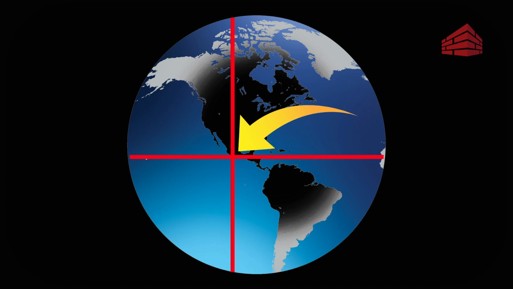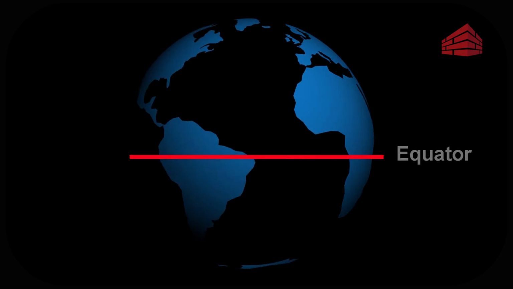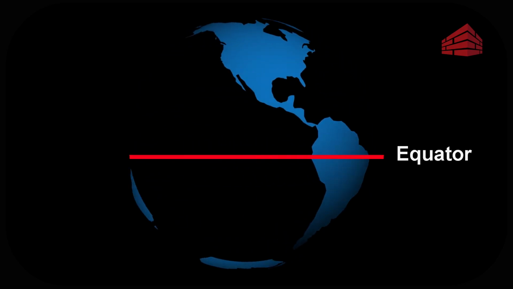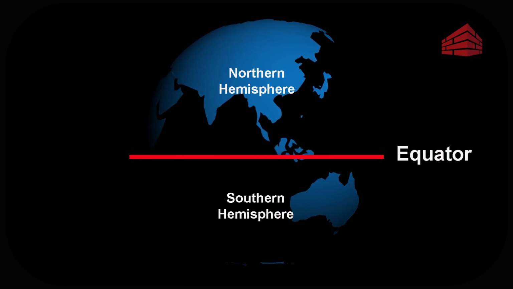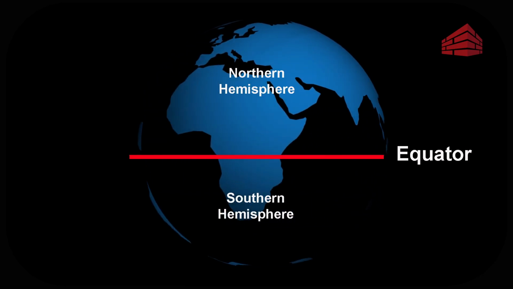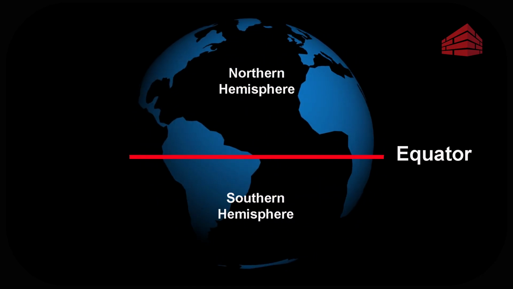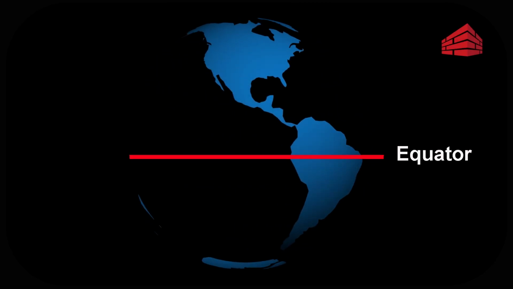As you know, the equator is the horizontal line around the Earth that splits the globe into two halves. Those two halves are the northern hemisphere and the southern hemisphere. The United States is in the northern hemisphere. For your Part 107 test, the United States will be the only area you need to learn about.